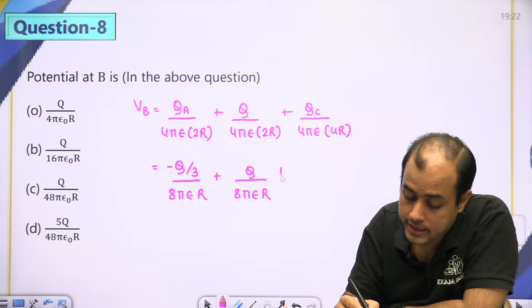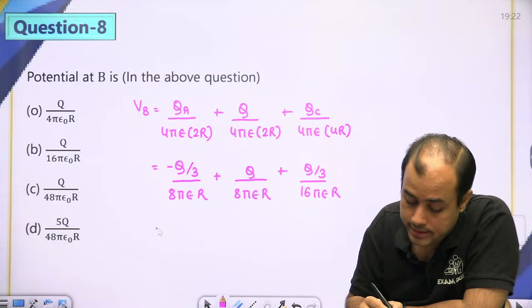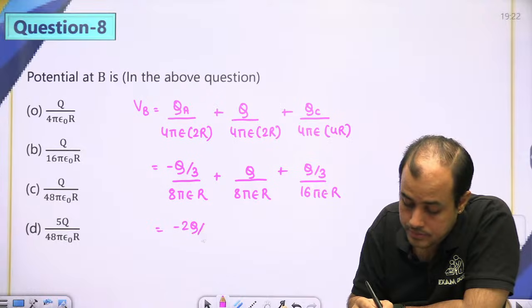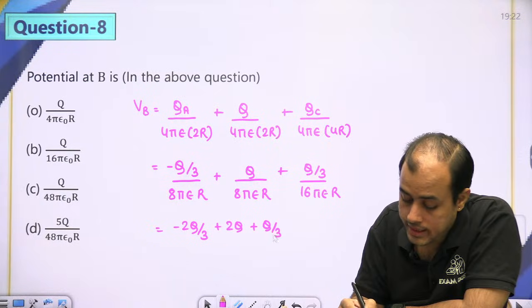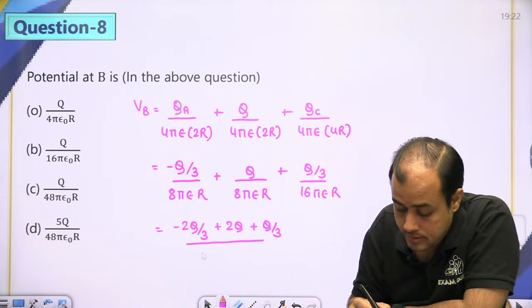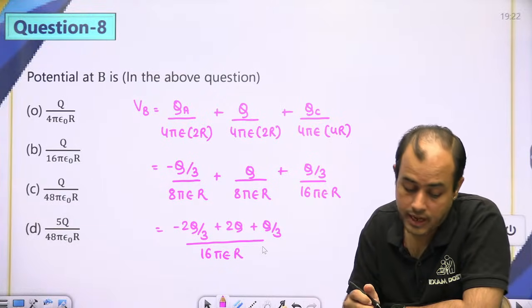Now A is minus Q by 3, so C will be Q by 3. Take 16 as LCM. So 2Q minus Q by 3. 5Q by 3.